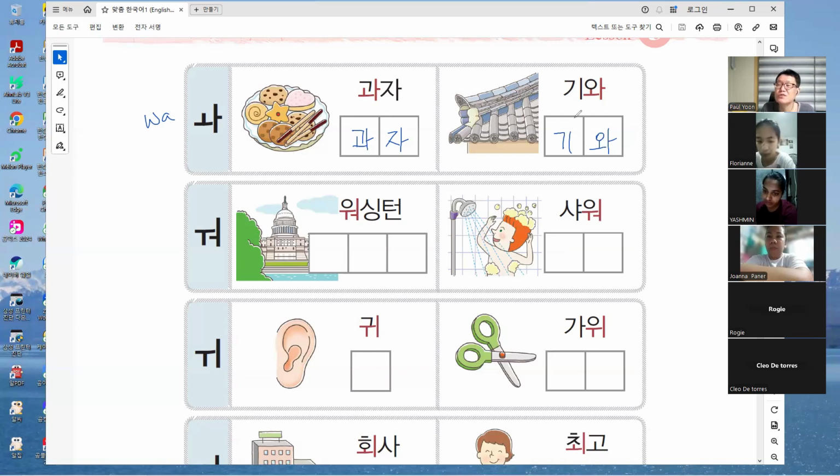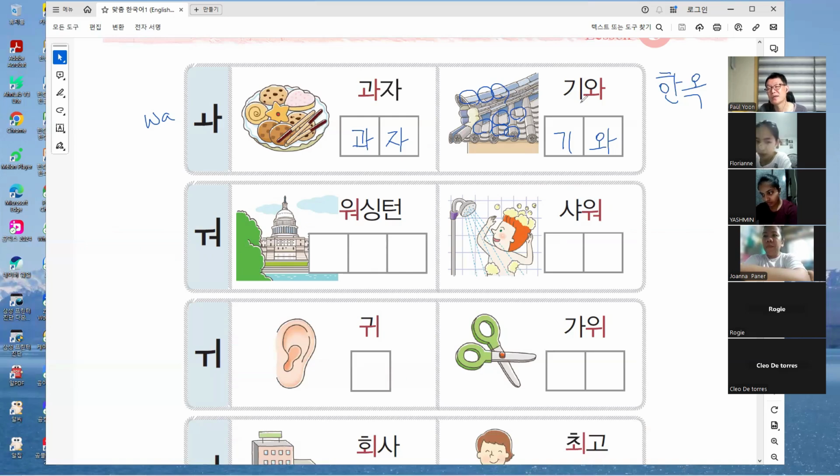기와 means, do you know what a Korean traditional house is? Korean traditional house in Korean is 한옥. 한옥 have several kinds of style, and especially with 기와. 기와 means a part of the ceramic used to decorate, especially the top part of the Korean traditional house. All kinds of pieces of ceramic to decorate, we can call kiwa.